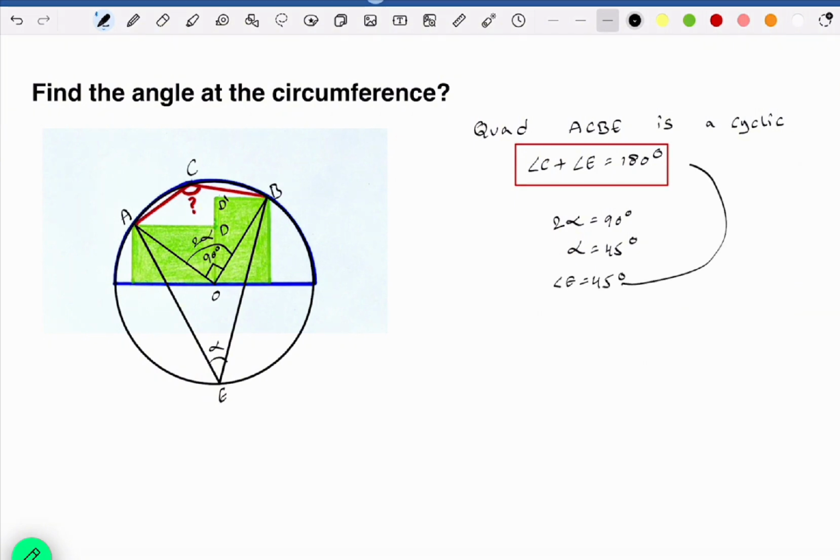If I substitute that 45 degrees in this equation, I will get angle C, right? So, angle C plus angle E is equal to 180 degrees. Angle C plus 45 degrees is equal to 180 degrees. So, angle C is equal to 180 degrees minus 45 degrees. Angle C is equal to 135 degrees, and angle C is the one which we have to find.